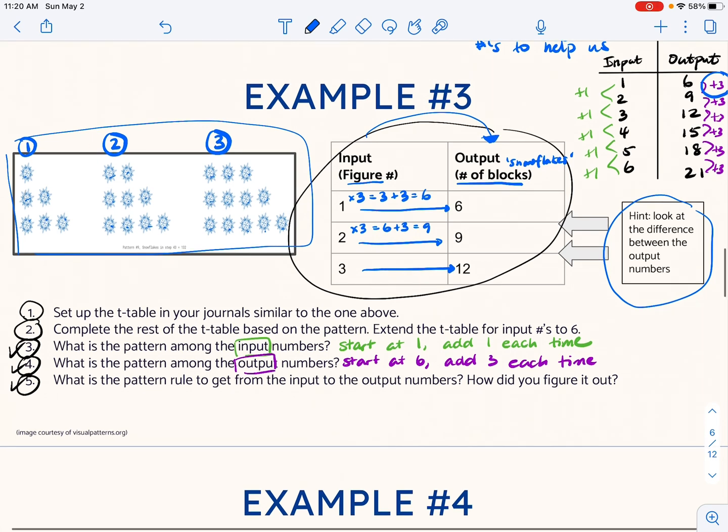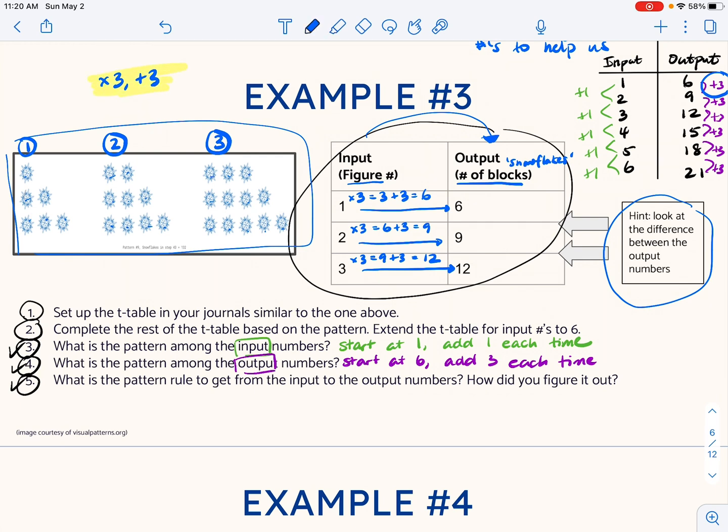And then same thing. If we took the input number of 3, we multiplied it by 3. 3 times 3 is 9. How do we get from 9 to 12? We add 3. Okay, it looks like our pattern rule to get from the input to the output in this case is you multiply the input by 3 and you add 3 each time to get to the output.